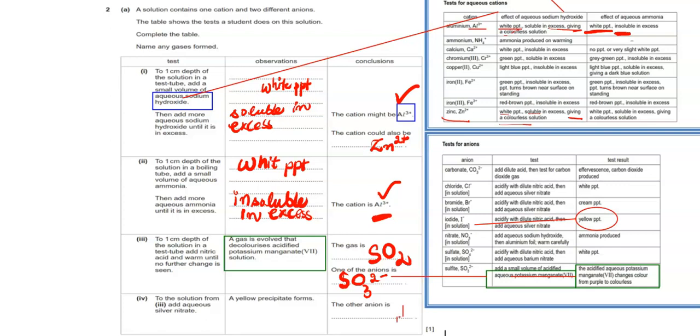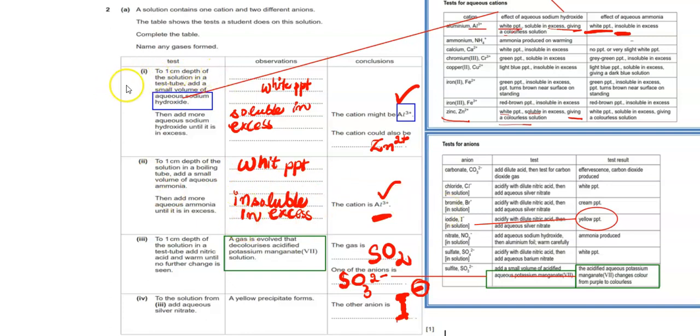So a yellow precipitate, the other anion is, it is not necessary that they give the complete test. So it is iodide ion. I hope you are clear on this point. That's it. It is very simple.